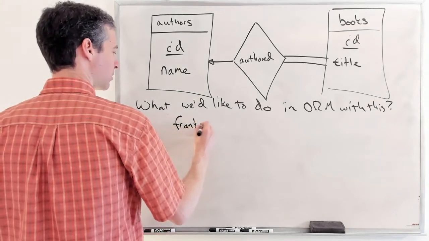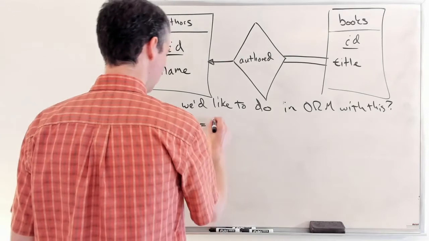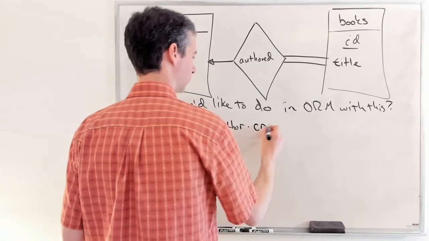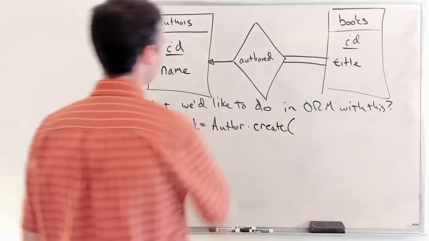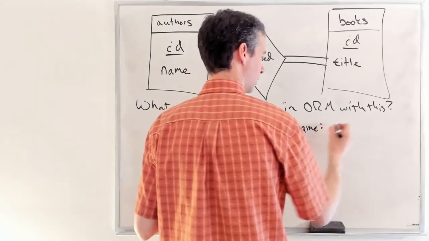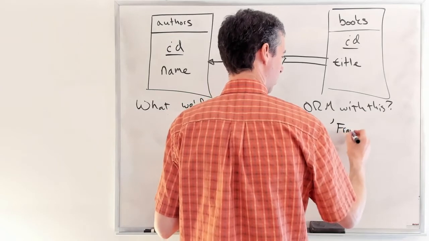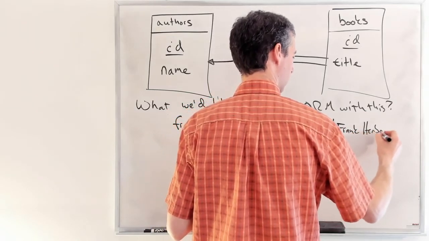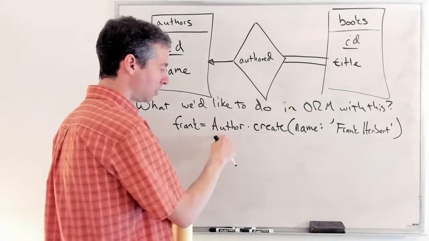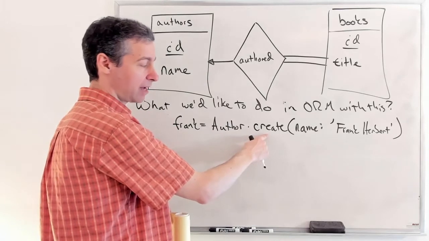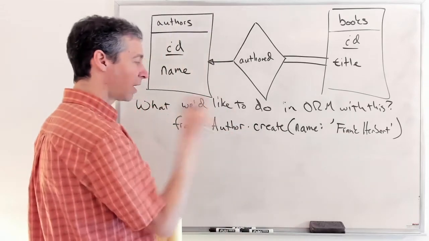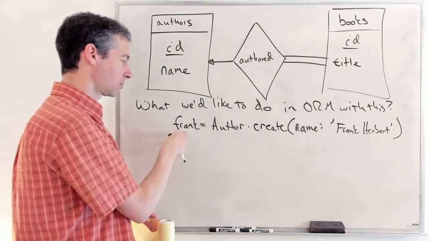Let's say we're going to set Frank to be the author that we create. And so when we create, we need to give the name. Let's give the string Frank Herbert. Okay. So this will go ahead and call the class method create on Author. It'll generate a new author object. Okay. Store that in Frank.